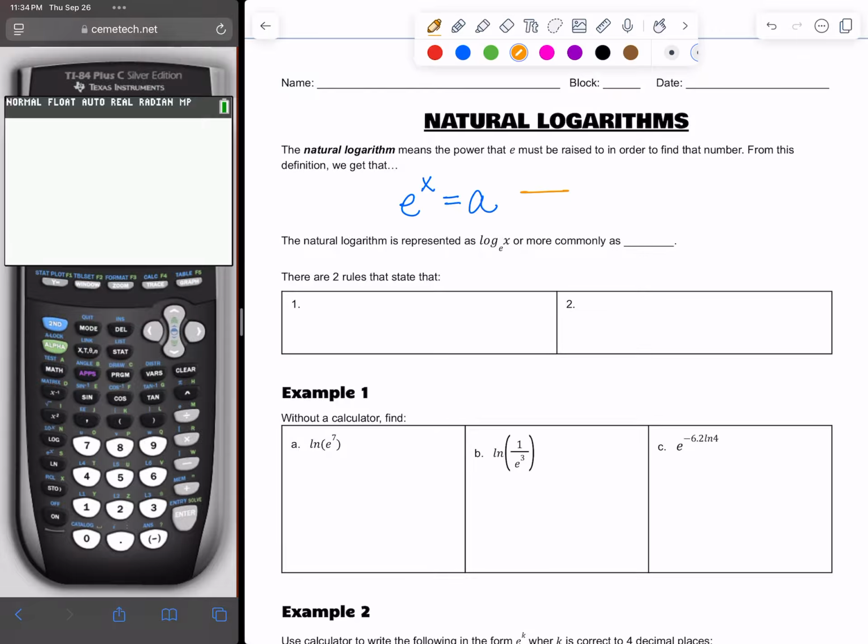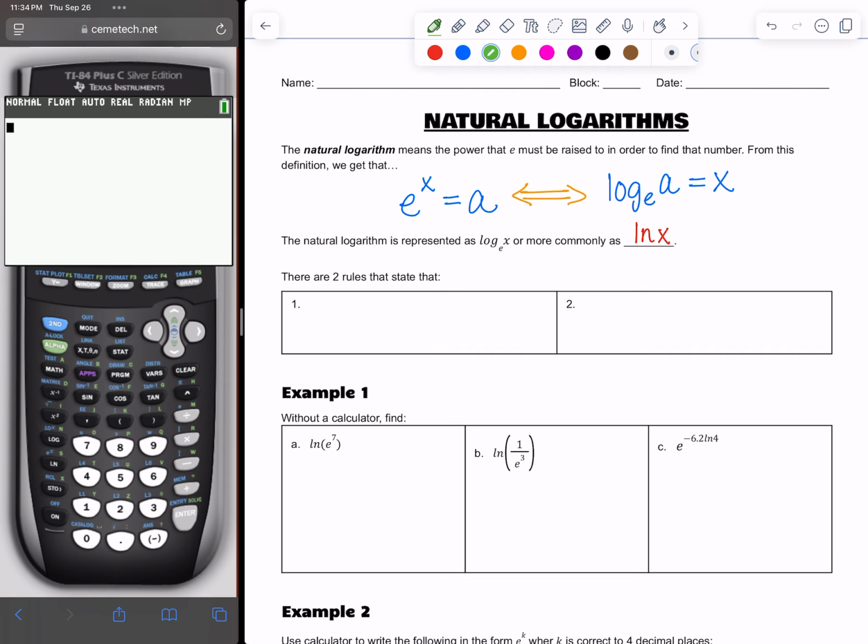We should know how to convert from exponential form to logarithmic form. And we should know that the base of my power, e to the power of x, is e, so the base of my log also needs to be. So I can transform this to say log base e of a is equal to x. So the natural logarithm is represented as log base e of x, or more commonly known as the natural log of x.